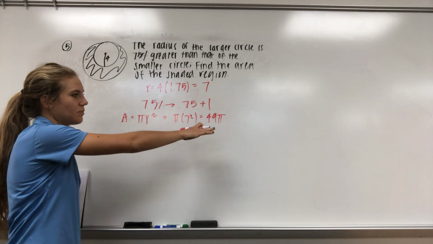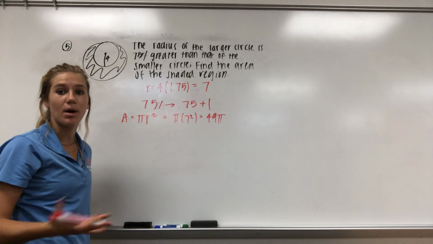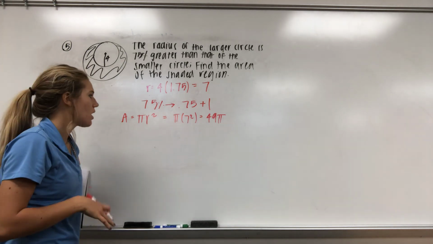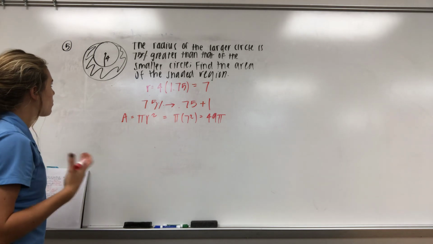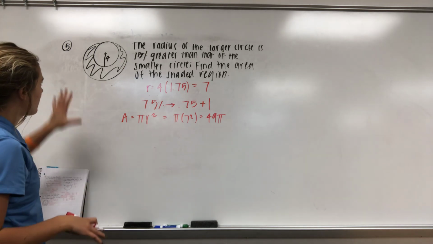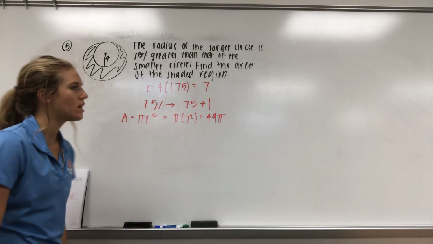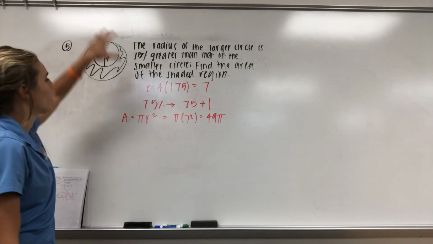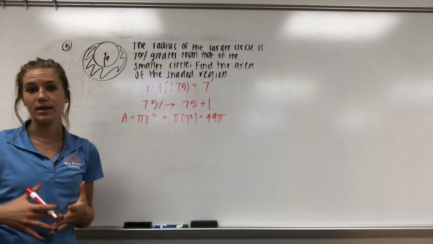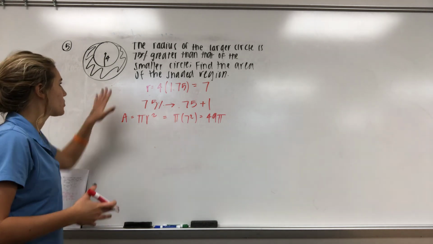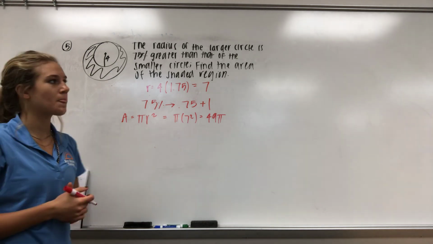So once I simplify that down, we just get 49 pi for our larger circle. So basically what we have to do now: 49 pi represents, like I said, the area of that entire larger circle, right? But that's not what we want. We just want the area of that shaded region.